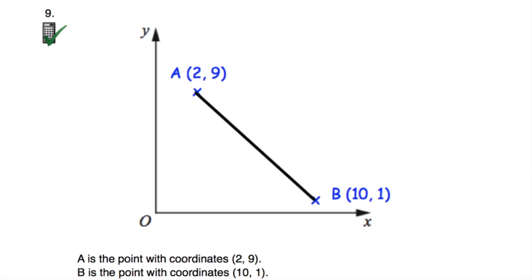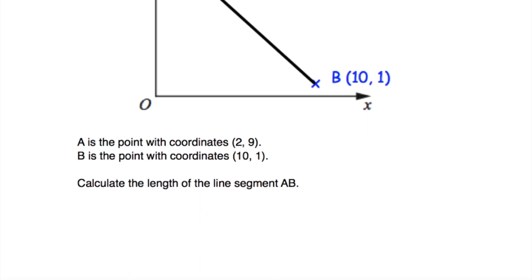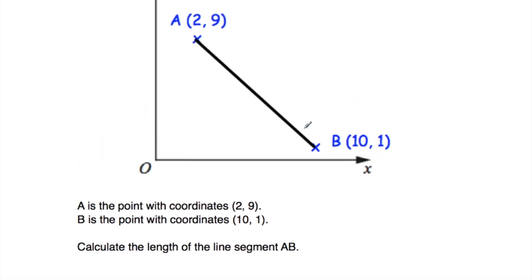So question number 9, this time we don't have a grid. We've just got some points drawn on a sketch like so. And we've got the point A, which is the point with coordinates 2, 9. And the point B, which is the point with coordinates 10, 1. And the question says, calculate the length of this line. So we want to find the length of that line.